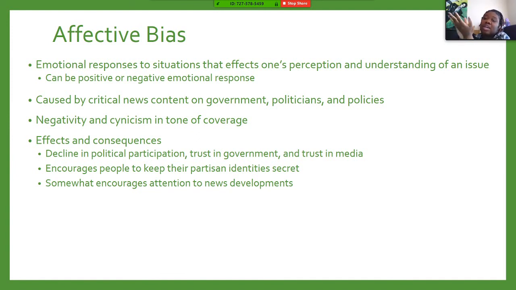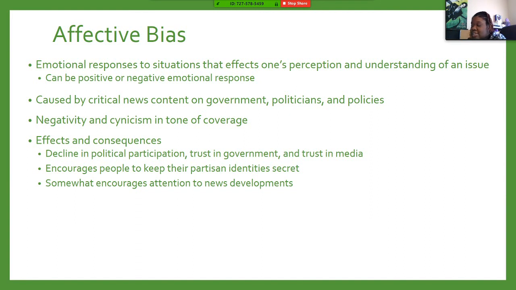And then also, finally, it somewhat encourages attention to news developments. More on affective bias: negative affect is far more responsive than positive affect. Negative emotions primed in stories include negativity, incivility, rudeness, cynicism, dislike, and distrust. Negativity sells. Right now, news media sources provide speaking opportunities to ideologically extreme congressmen as opposed to moderates because they promote such passionate negativity. Coverage of ads also contributes to negativity in political news.